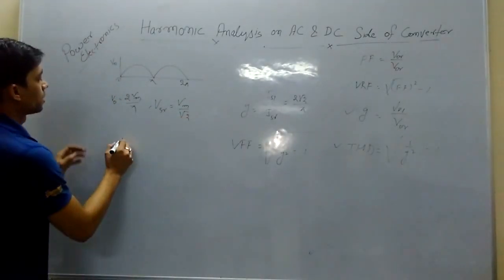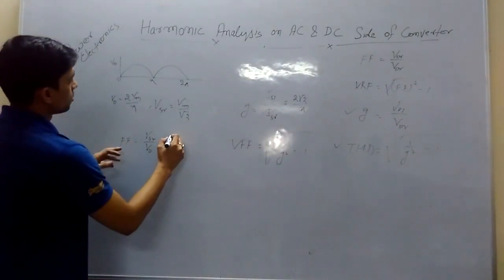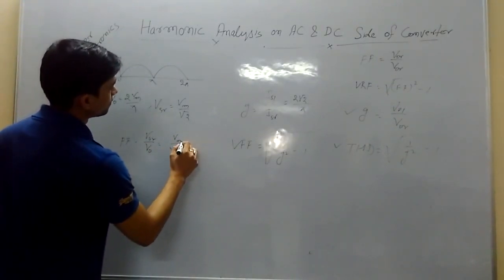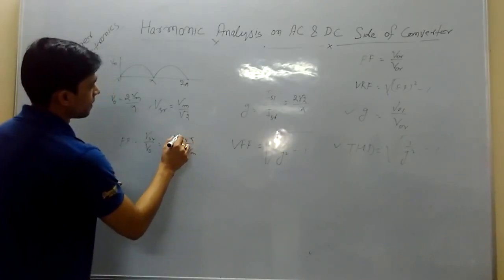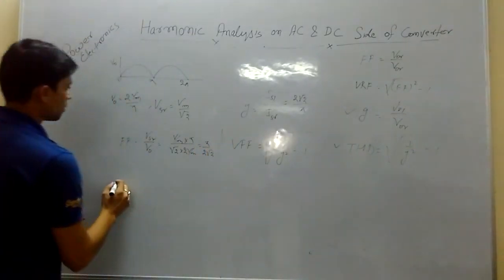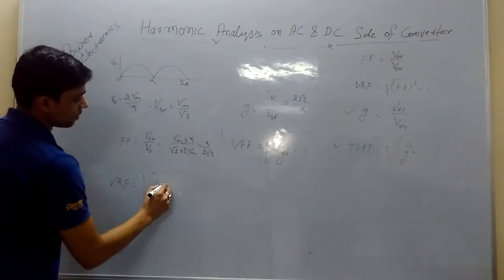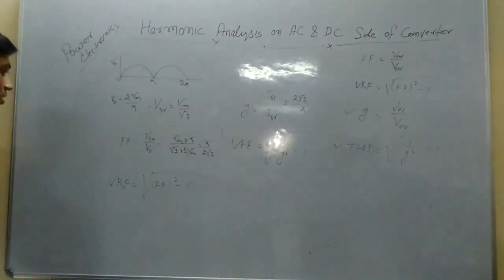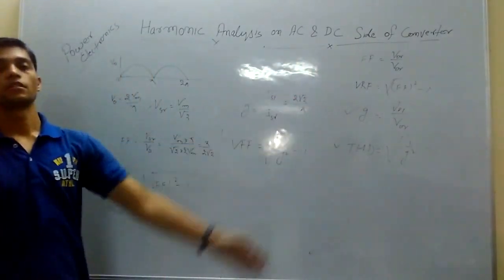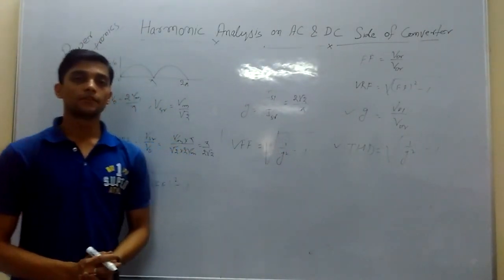We know the form factor equals VOR upon V0. It equals Vm by root 2 divided by 2 Vm by pi. Vm is going to be cancelled, so it equals pi by 2 root 2. From here you can calculate the voltage ripple factor, which equals the square root of form factor square minus 1. So with all these 4 data, we can calculate harmonic analysis on the AC side as well as on the DC side. And that's all. This is the end of my video. Thank you.